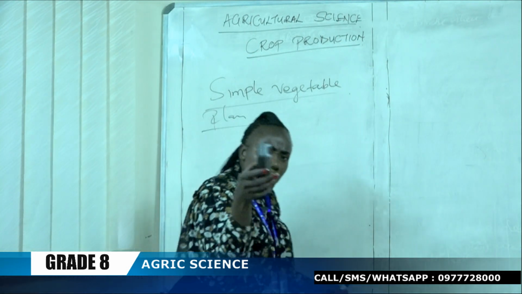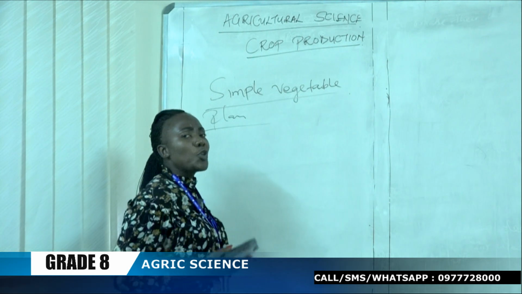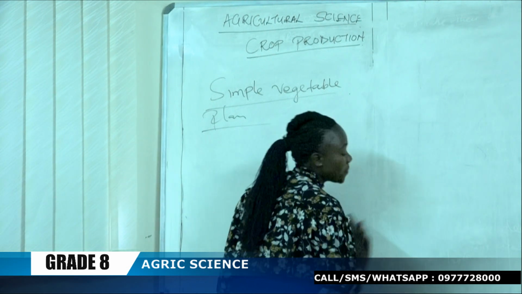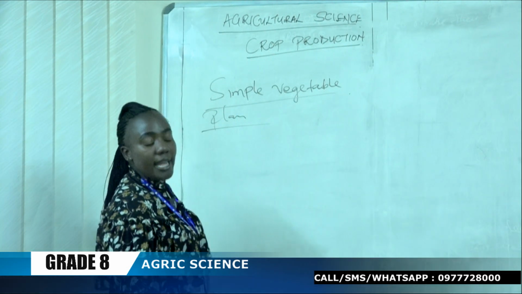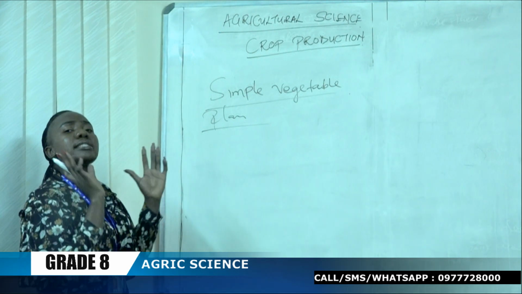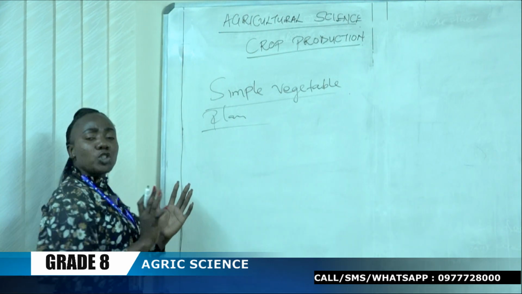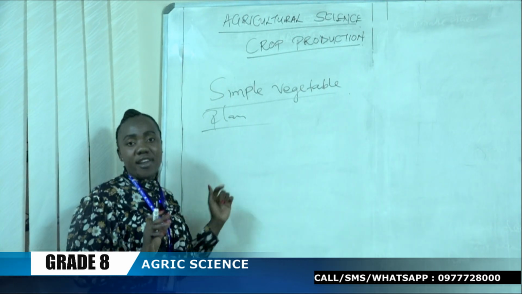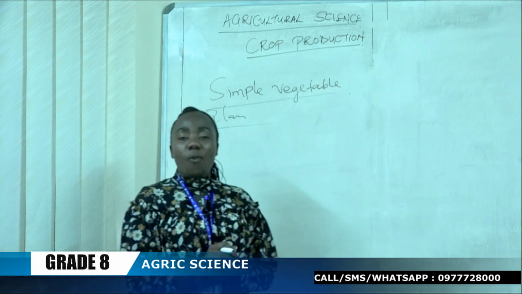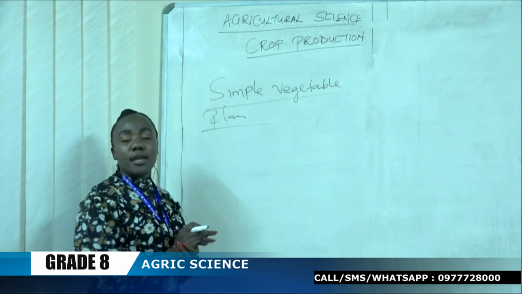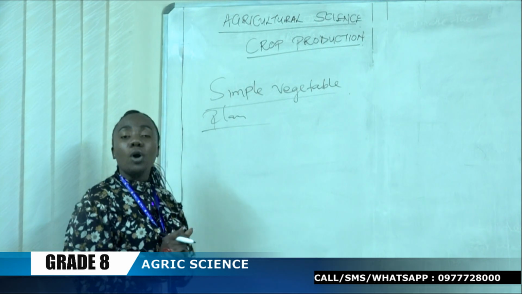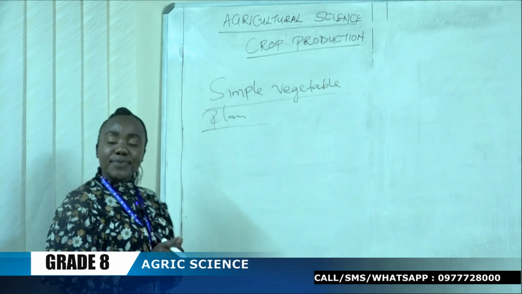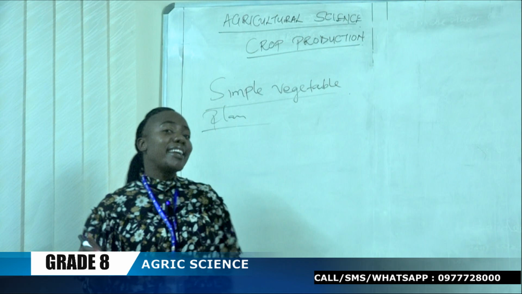Okay, so what do you think will be in this plan? Because we've learned different kinds of vegetable groups. Apart from learning the different kinds of vegetable groups, we've also given examples to each group. So what plan will be drawn here? Anyone to try? What do you think is involved in this simple plan for vegetables? Any ideas? Okay.